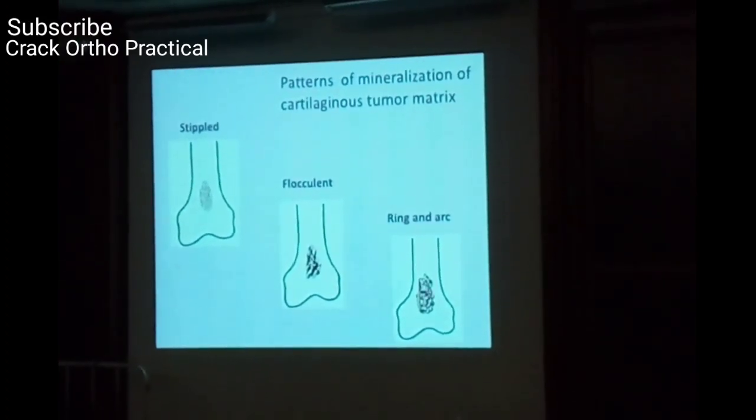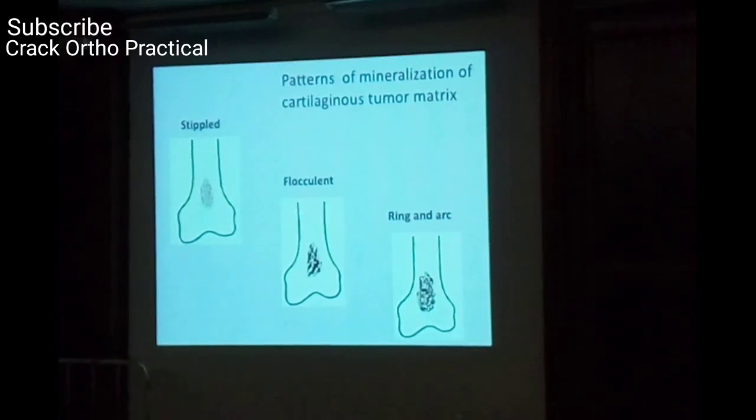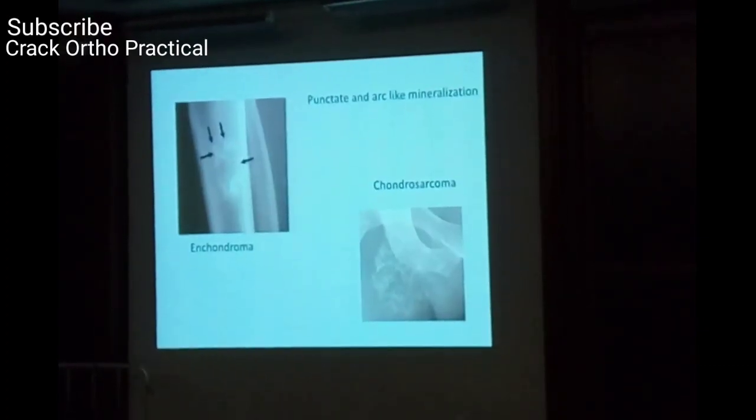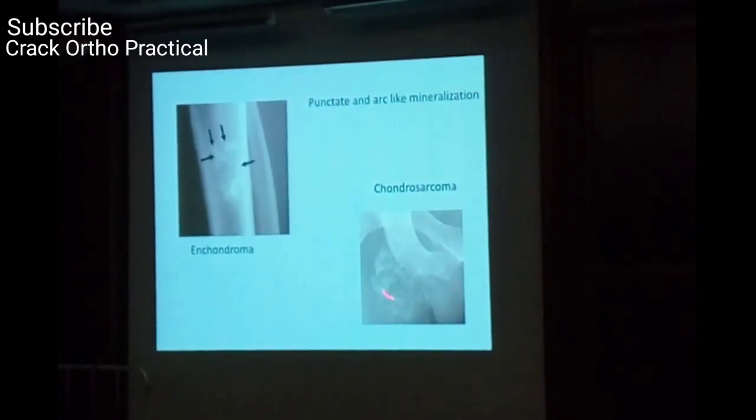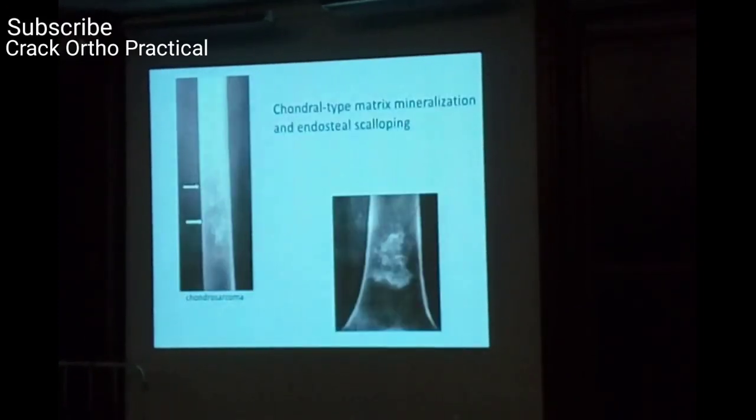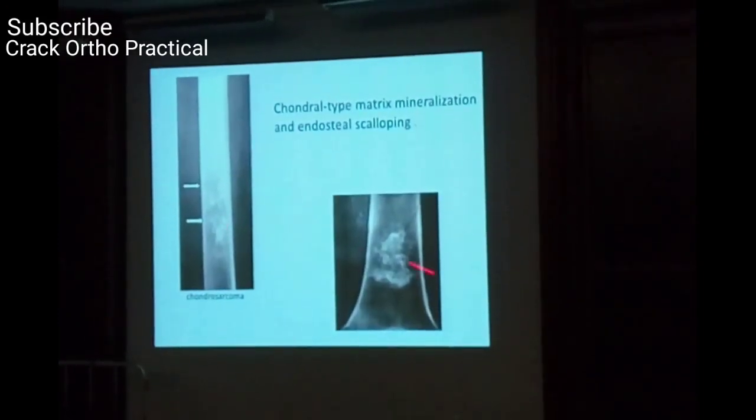So when you are describing this, these terminologies will be of great help: punctate or stippled, flocculent, and ring and arc. So these are the examples. These are punctate type of calcification in enchondroma. These are ring and arc type in chondrosarcoma, and these are like flocculent type in chondrosarcoma.